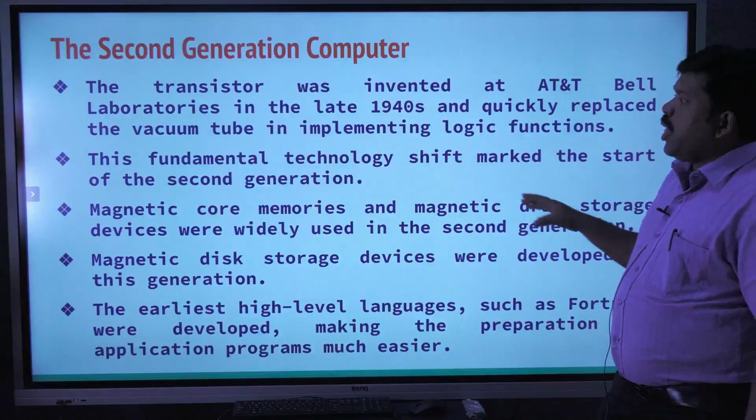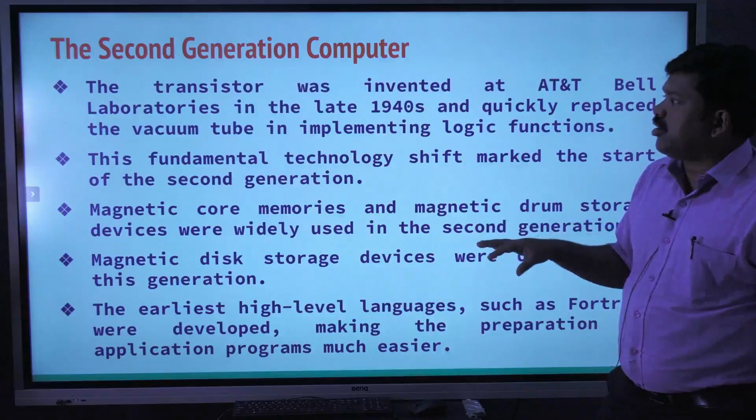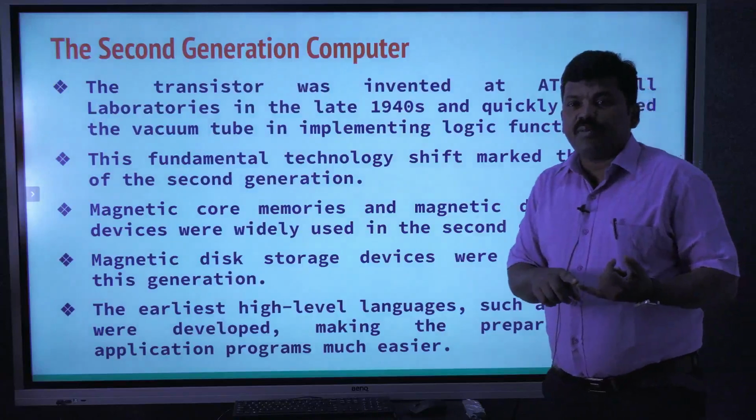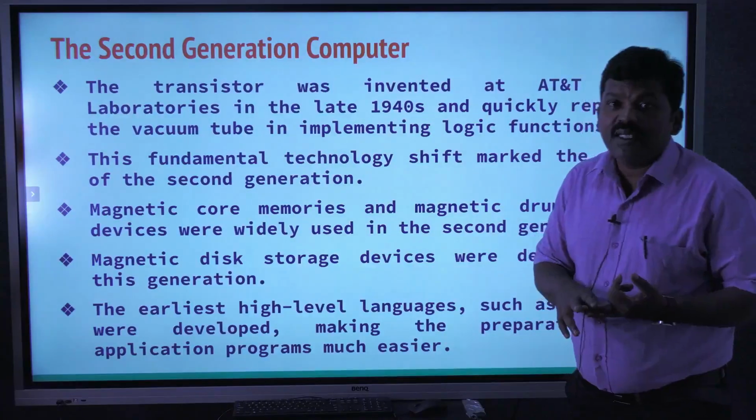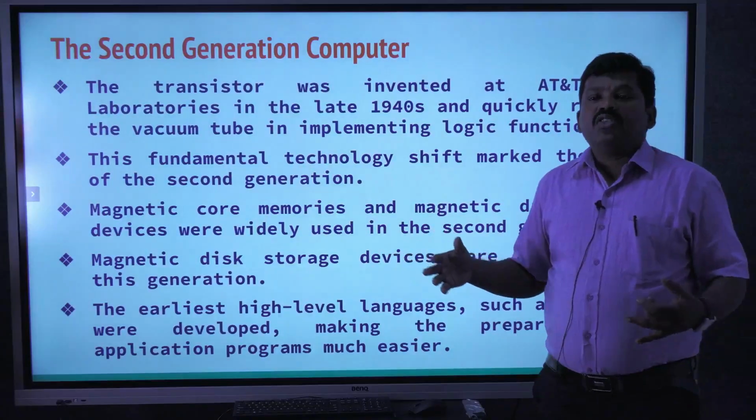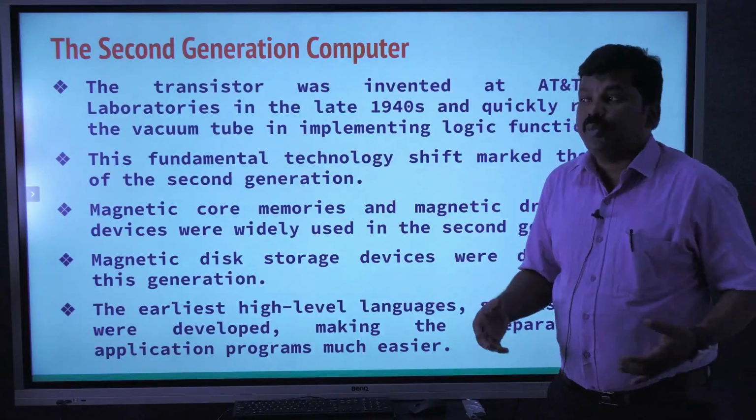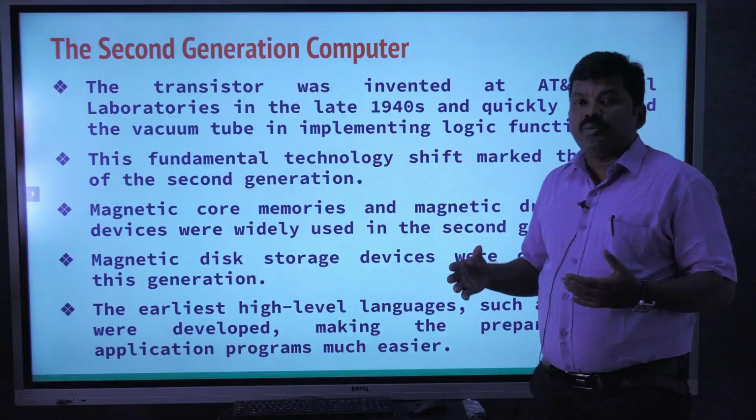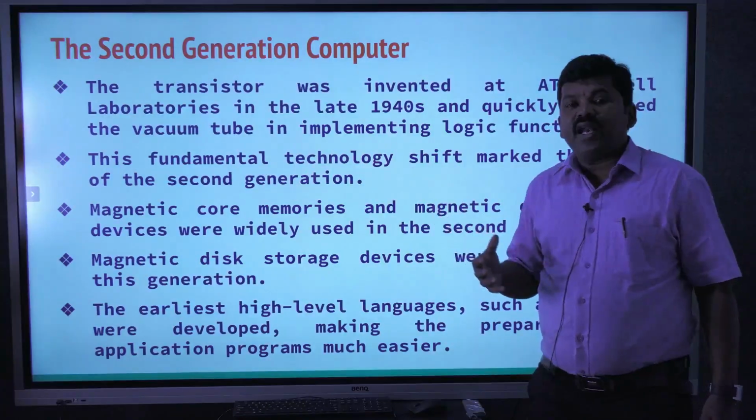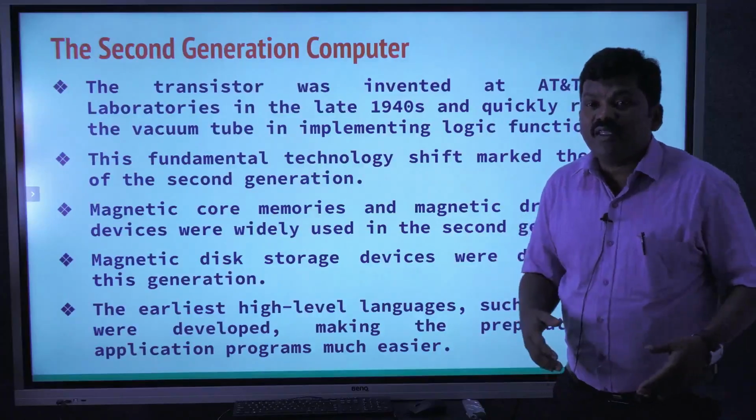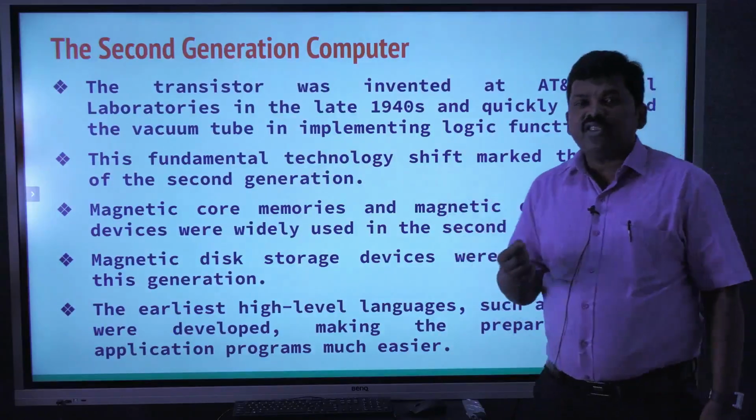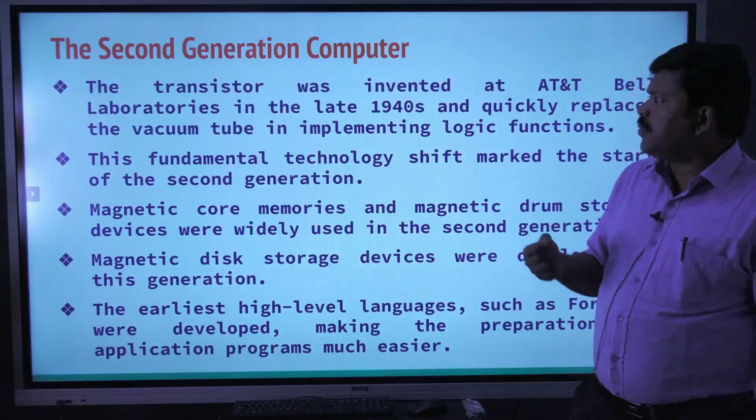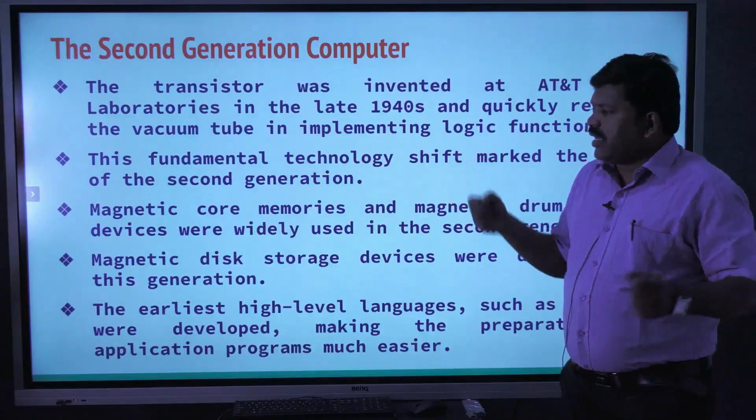So the changes from the first generation computers to the second generation computers: the first generation computers produce noise and heat, and the size of the first generation computers is also huge because the vacuum tubes are large. In contrast to the vacuum tubes, the transistor-based second generation computers come with reduced size because transistors occupy very little space.